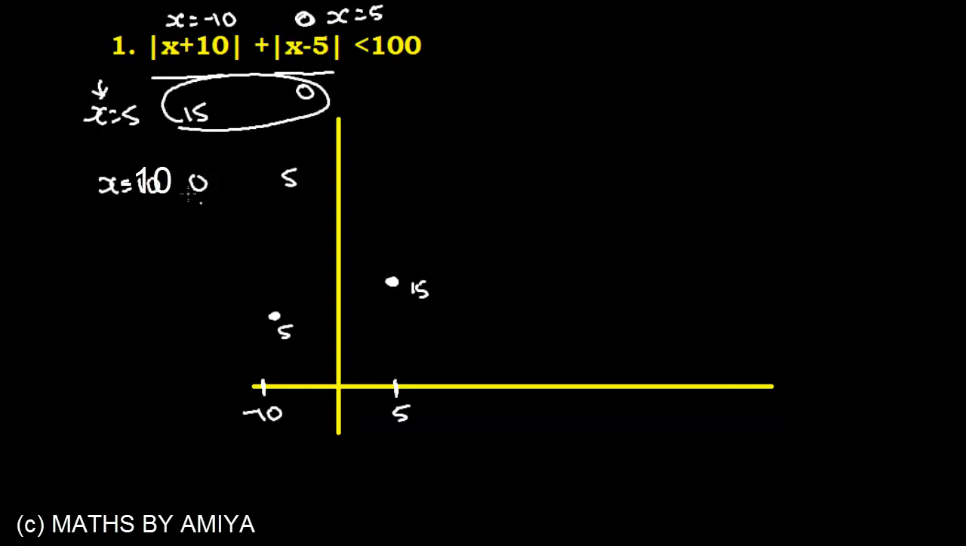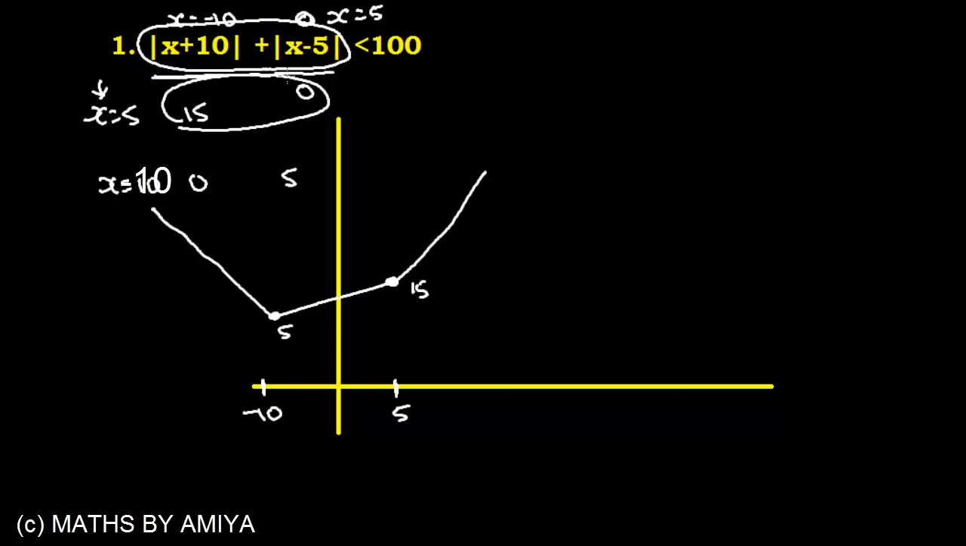And how do we plot the graph? The graph of the mod function is linear. Just join these 2 points and this should have some slope. This should have some slope. So this is our graph of this function. This is the graph of this function.